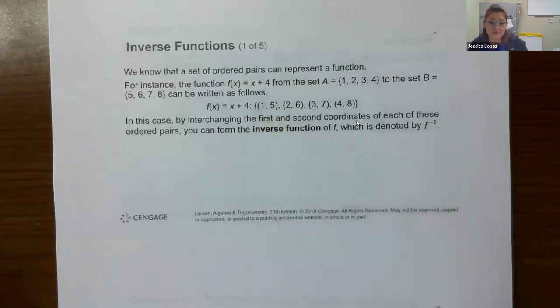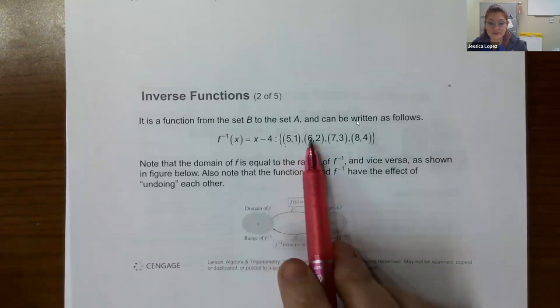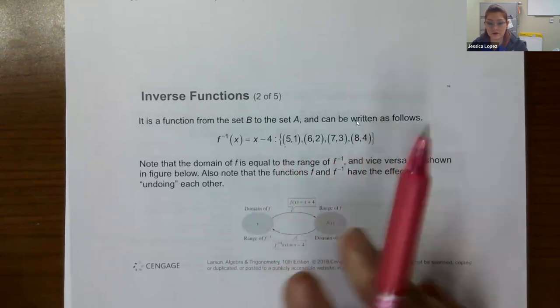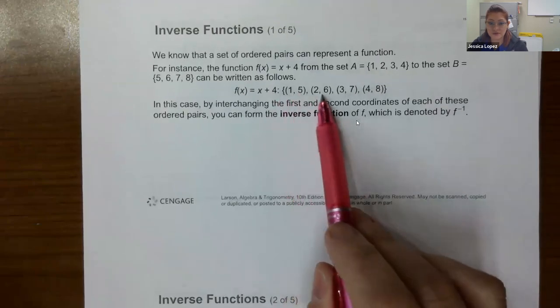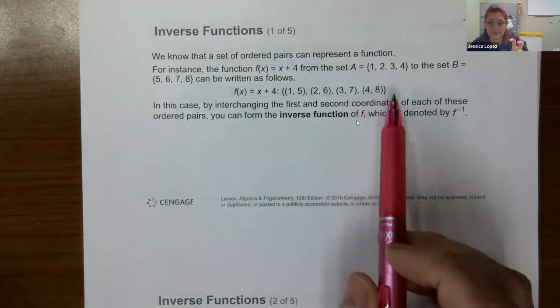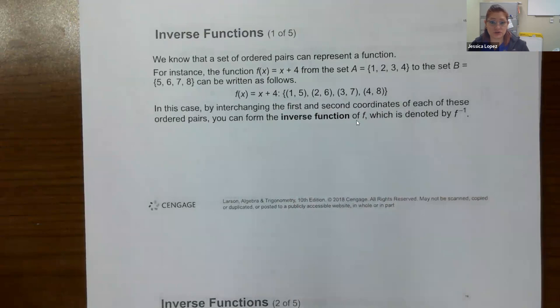So basically A is the domain and B is the range. But if you interchange the first and second coordinates in each of these points, so you swap them, you write it as 5, 1, 6, 2, 7, 3, and 8, 4. So you just basically took these and swapped them around. That swapping is literally the definition of an inverse. An inverse function is when you take the inputs and the outputs of a function and swap them. So your inputs are now the outputs and your outputs are now the inputs.